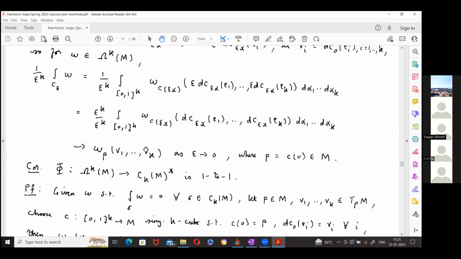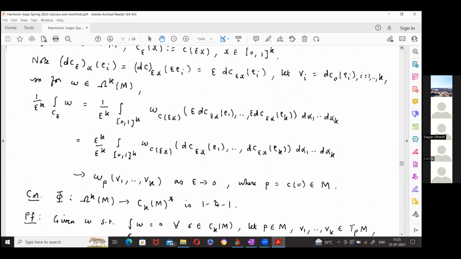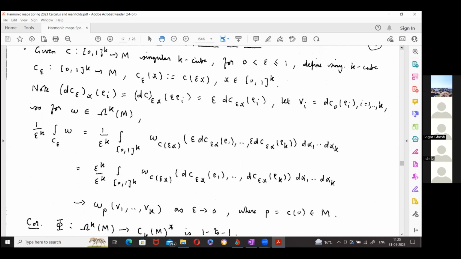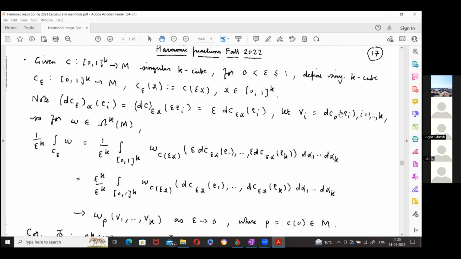Okay, so that means that the value of omega at a point P applied to tangent vectors V1 to Vk, we can get as a limit of the integral of omega over C epsilon times 1 over epsilon to the k, as epsilon tends to 0, where C is any k cube so that C of 0 is P and DC0 of EI is VI, with i going from 1 to k.